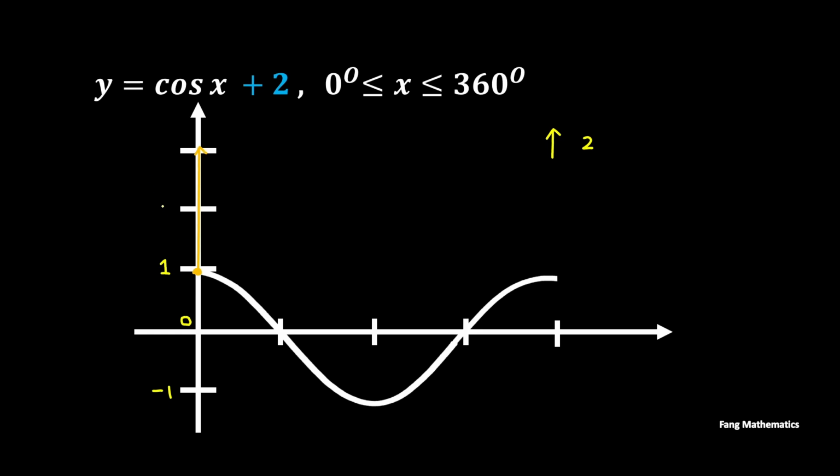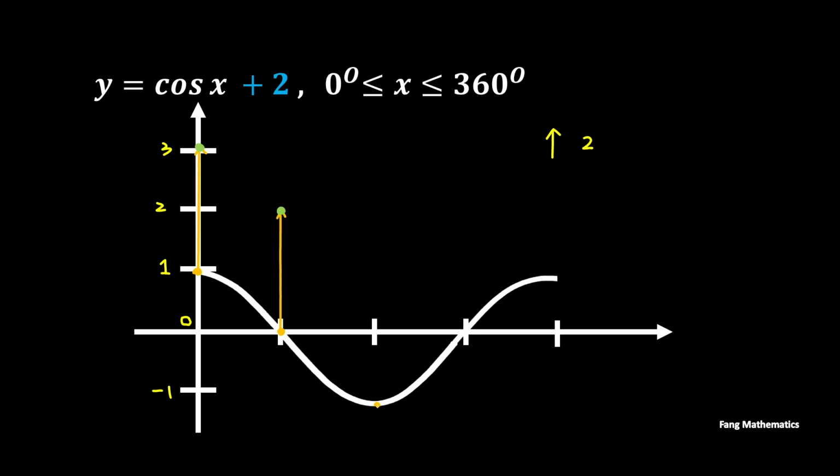And let's count the y. So you move up for 2 units. I believe you should get 3. And therefore, you get the first coordinate as 0 degrees, comma 3. And in the same logic, this coordinate has the y value 0. We are to increase that by 2 units. You are to shift this coordinate 2 units up and reach 2.